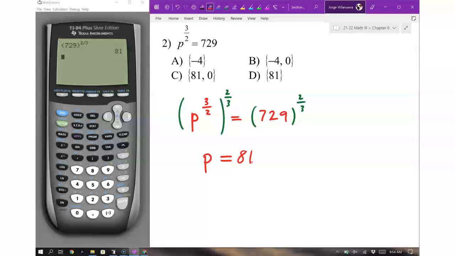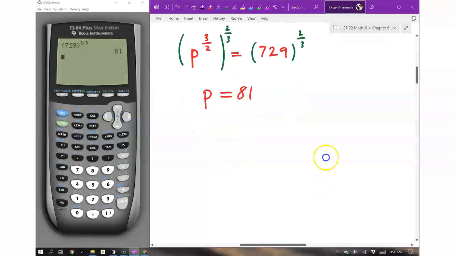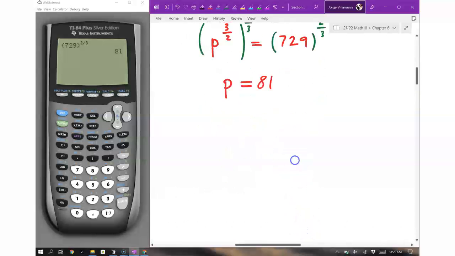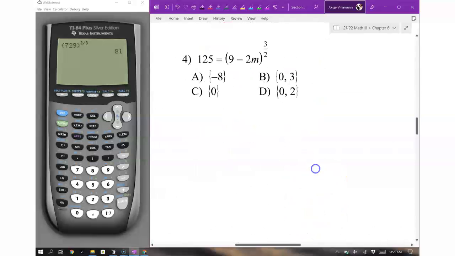So it's not a hard process to do. You just got to know what to do. You got to make sure you get your variable all by itself and then do the raising of the power. So let's check out question number 4.